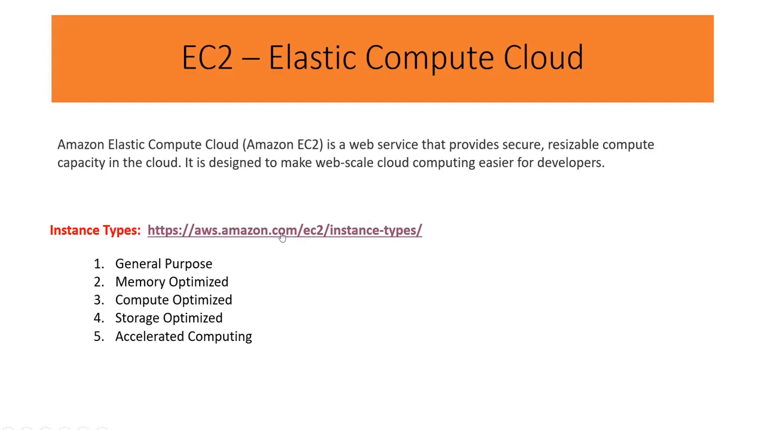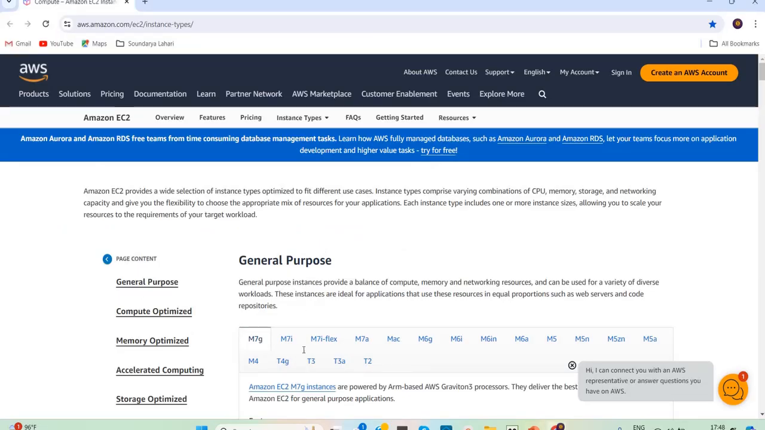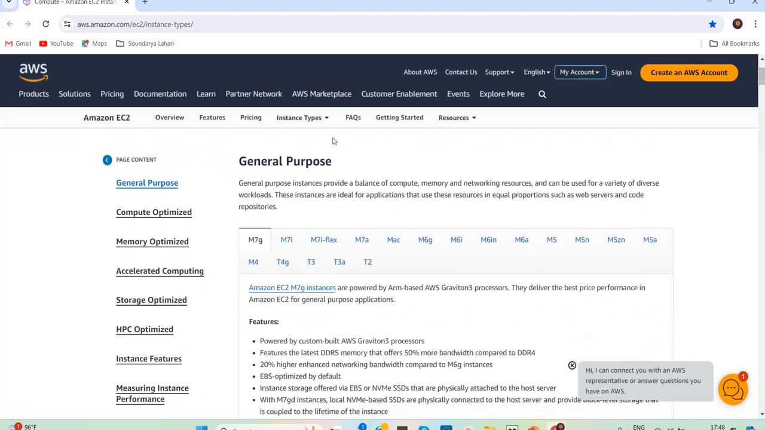Okay, so in this link you can see what the different instance types are. For all these things you will get a detailed explanation here. I'll just navigate to that link. General purpose instances provide a balance of compute, memory, and networking resources, and can be used for a variety of diverse workloads. So even if your workload is minimum to average, then you can go with general purpose.